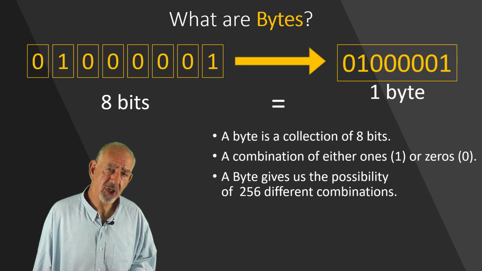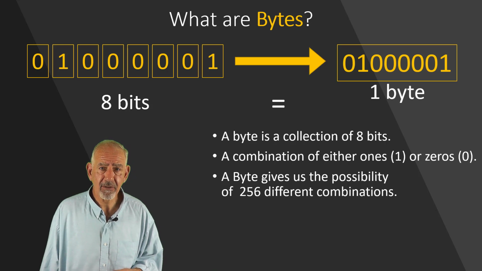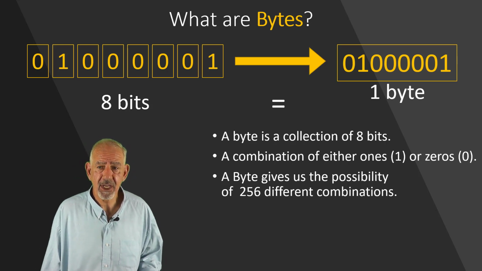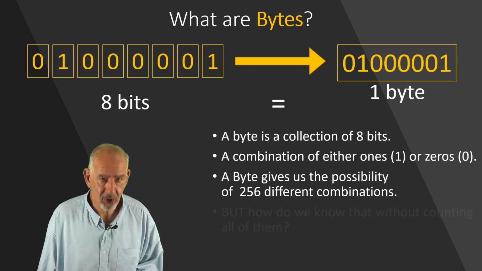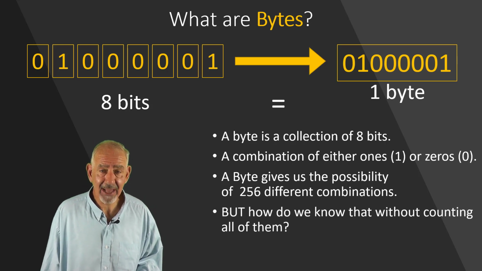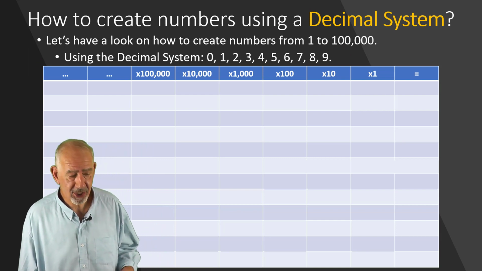When we string these zeros and ones together, they begin to make something a little bit more meaningful, i.e. a choice from 0 to 256. But how do we know it's got 256 different combinations without actually sitting there and counting every single combination? Well, let's have a look. We're going to look now at how to create numbers using the binary system.